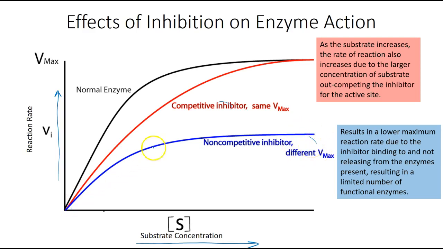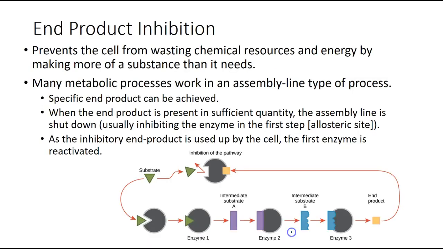Okay, so it follows the same shape as we increase substrate concentration, but the number of functional enzymes decreases. So we have a limited number of functional enzymes available. So we have dropped this overall maximum potential yield down to whatever level of enzymes we have left.